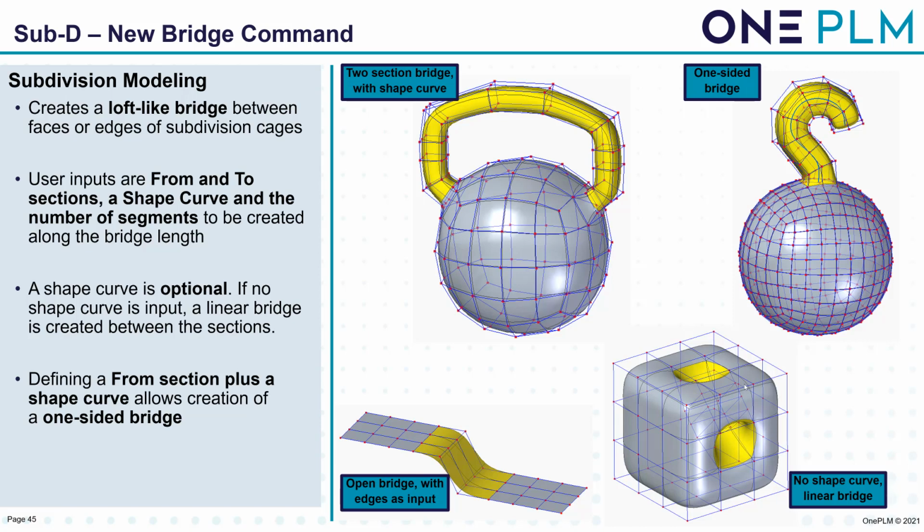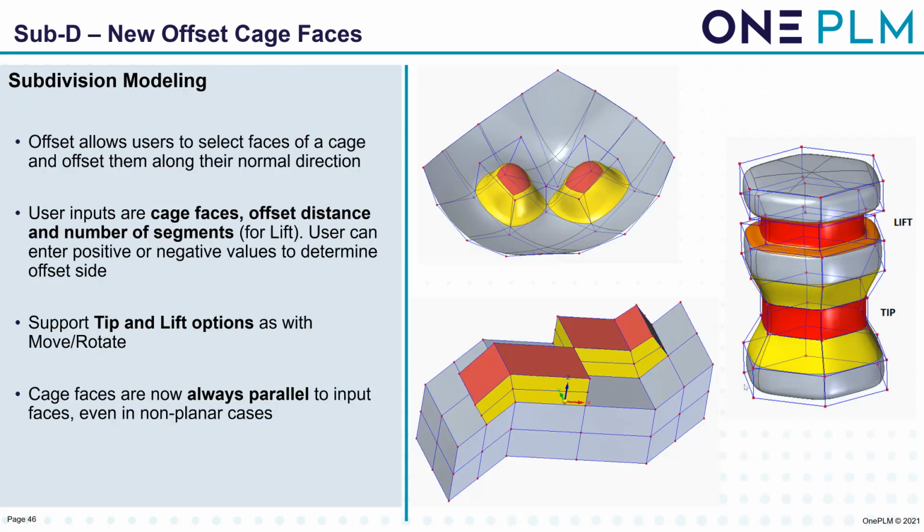So you can see on there we've got one going between two. We've got a one-sided bridge. We've got an open bridge, so we can do just a surface cage if we need to. And then we can do a no shape curve linear bridge, where we're physically using it to cut instead. So we've got lots of flexibility in there.